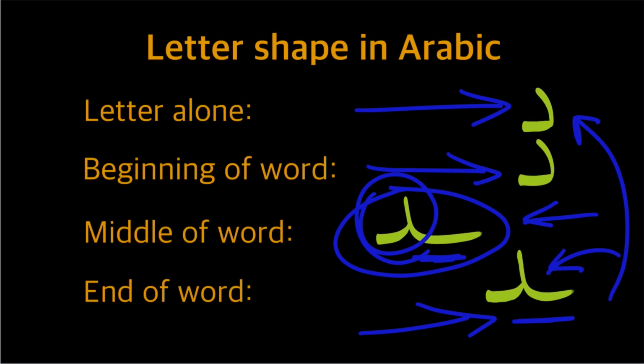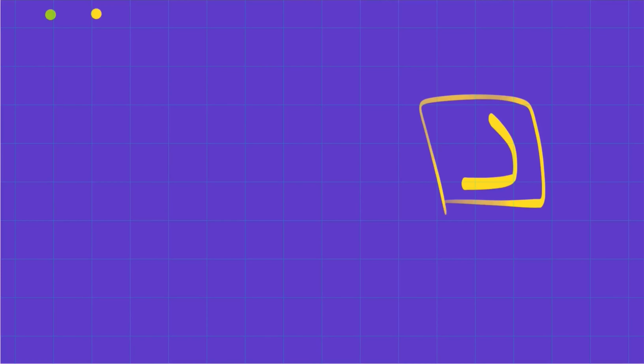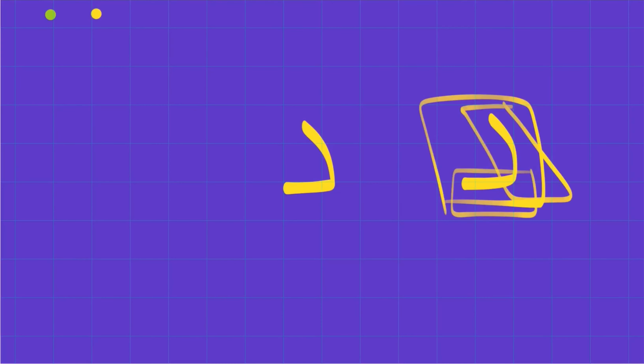Let's practice. This is how we write the letter dal. It is on the line and above the line. So the horizontal line sits on the horizontal line, and the upper portion of the letter curves up and to the left above the line. Let's try that again. Dal.